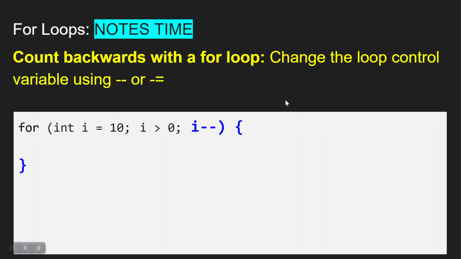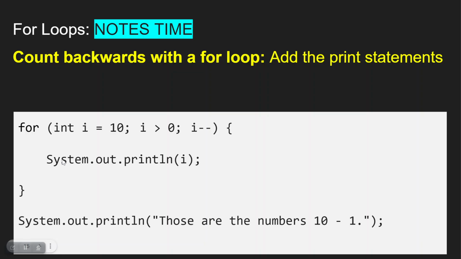And again, that just depends on your desired outcome. And now I need to change that loop control variable. So instead of doing i++, I'm doing i--. And again, you could change this however you want to. But if I'm just going to go backwards by 1, then I'll do i--. And so then I could print i each time.